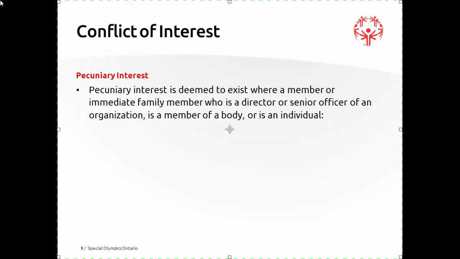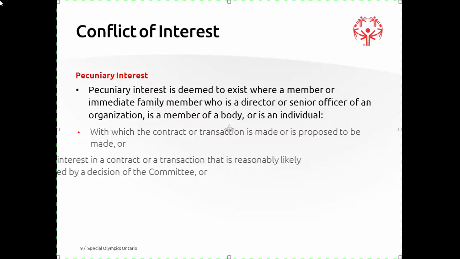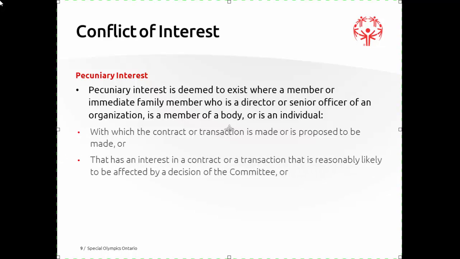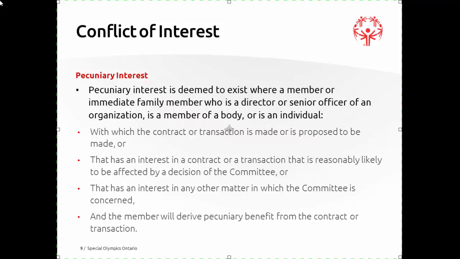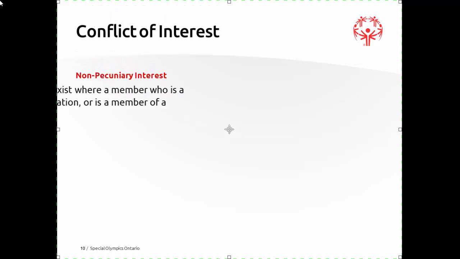Pecuniary interest. Pecuniary interest is deemed to exist where a member or immediate family member who is a director or senior officer of an organization, is a member of a body, or is an individual with which the contract or transaction is made or is proposed to be made, that has an interest in a contract or transaction that is reasonably likely to be affected by a decision of the committee, or that has an interest in any other matter in which the committee is concerned, and the member will derive pecuniary benefit from the contract or transaction.